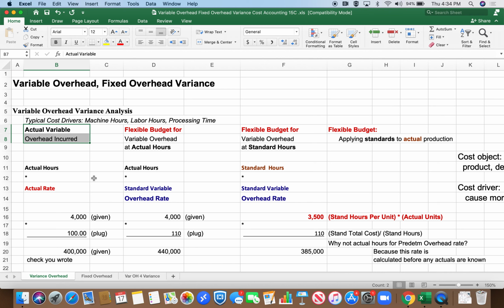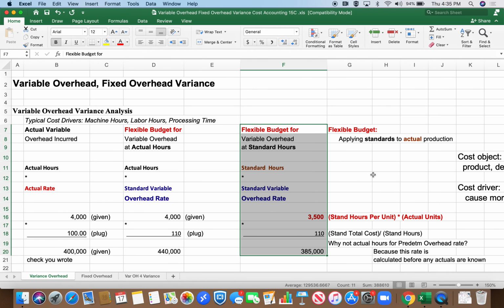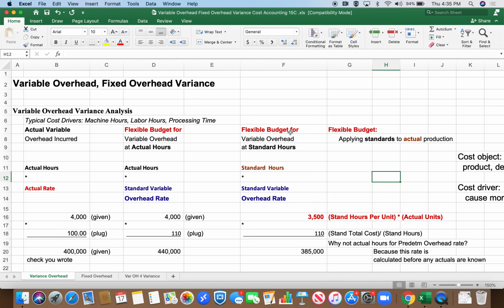Actual variable overhead incurred, which I always like to say is the check that you wrote. So you had actual hours, 4,000. You had an actual rate, $100. Could be per hour, per unit. You multiply that together, you get the 400,000. On this side, the right, we have a flexible budget, variable overhead for standard hours.